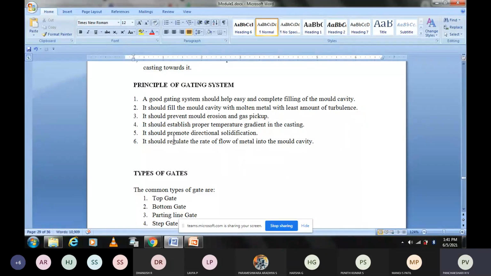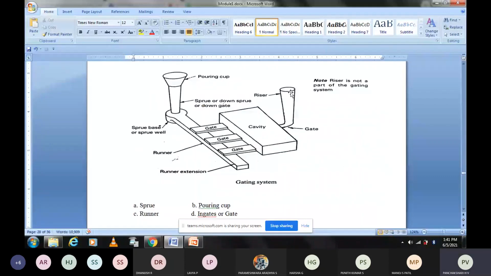Okay. It should establish proper temperature gradient in the casting. Temperature gradient means difference in temperature. What should be the casting temperature? What should be the gate? All these things must be properly designed. It should promote directional solidification. This topic I have already explained. What is the meaning of directional solidification? Directional solidification means, in this casting, the riser should be the last portion to solidify. Runner, riser and this sprue should be the last portion to solidify.